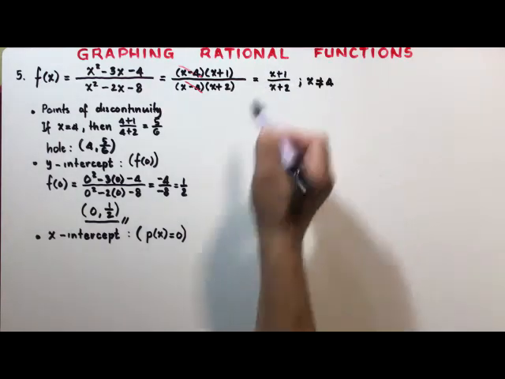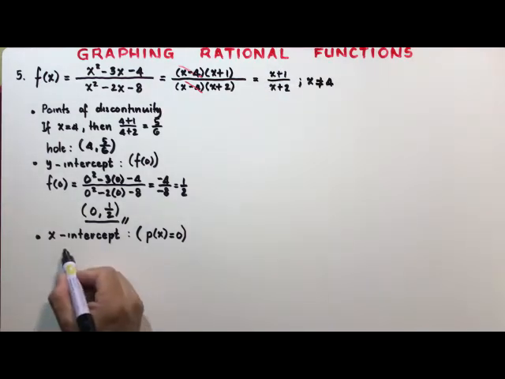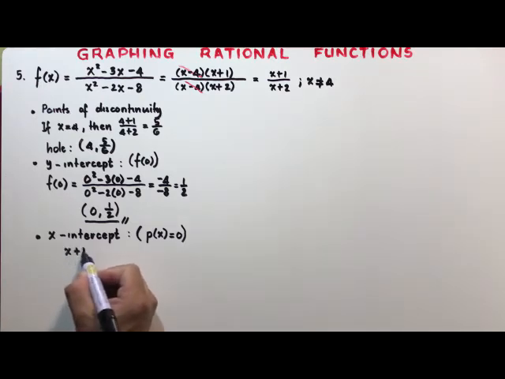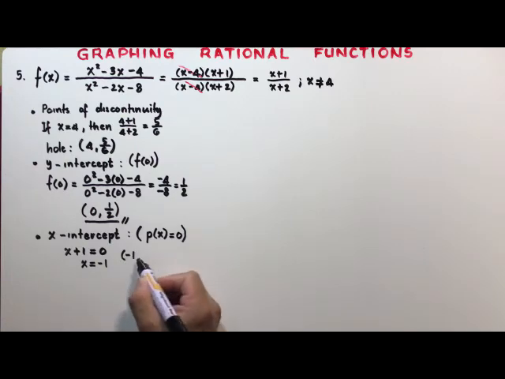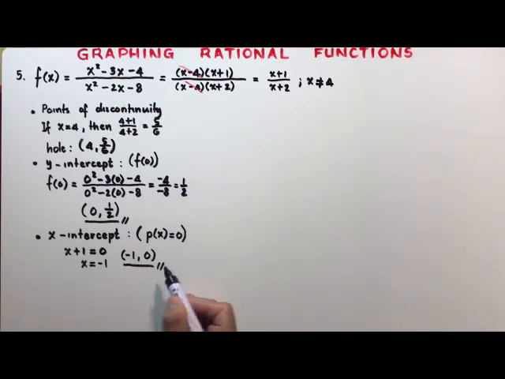Using this reduced form, the numerator is x plus 1, and we set that one to 0. So therefore, x is equal to negative 1. So what is our x-intercept? Our x-intercept is (negative 1, 0). And why do I have 0 in the y-coordinate? Because at the x-intercept, the y must be 0. So this is our x-intercept, only one x-intercept.